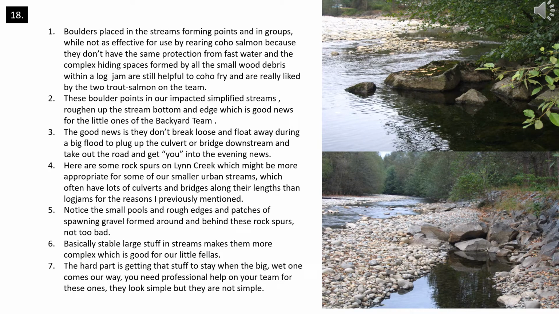So here are some rock spurs on Lynn Creek, an urban stream in the North Shore of Vancouver, which might be more appropriate for some of our smaller urban streams, which often have lots of culverts and bridges along their lengths, than log jams for the reasons I previously mentioned. So notice the small pools and rough edges and patches of spawning gravel formed around and behind these rock spurs. Not too bad. Basically, stable, large stuff in streams makes them more complex, which is good for our little fellas.